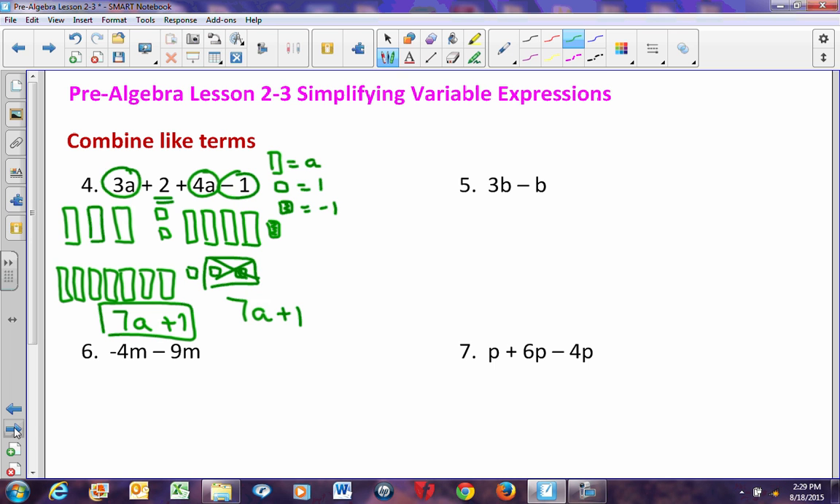Same thing. Over here, problem number 5, I have 3b minus b. Remember, when a variable is written without a number in front of it, there's always a number there. It's assumed to be 1. This is the same thing as saying 3b minus 1b, or 3b plus a negative 1b. So it becomes 2b, because those are like terms.